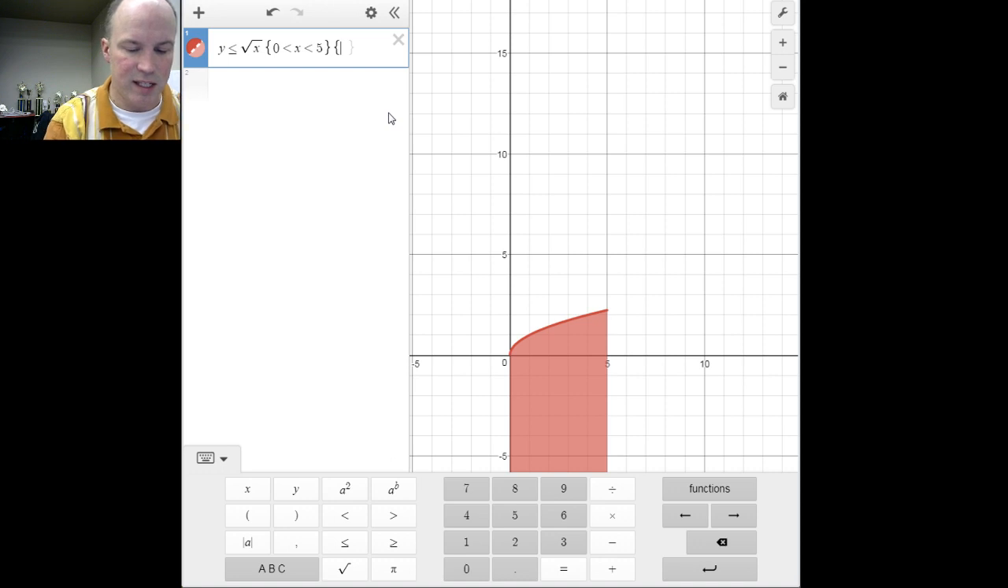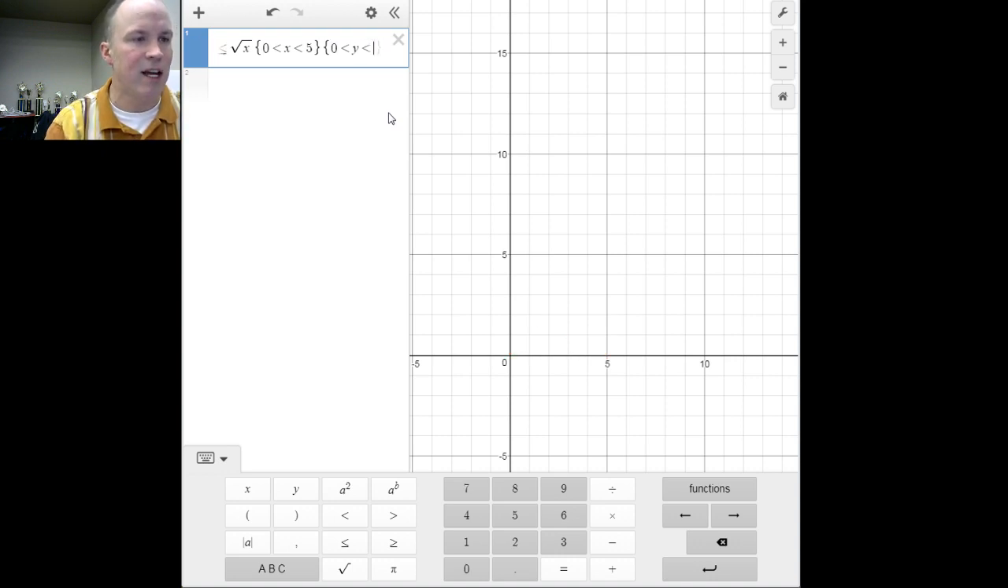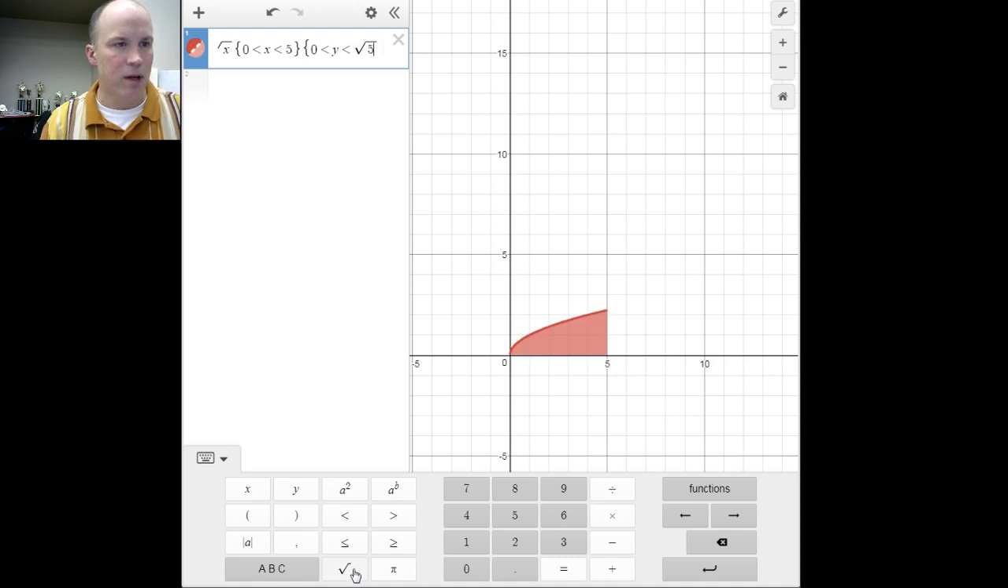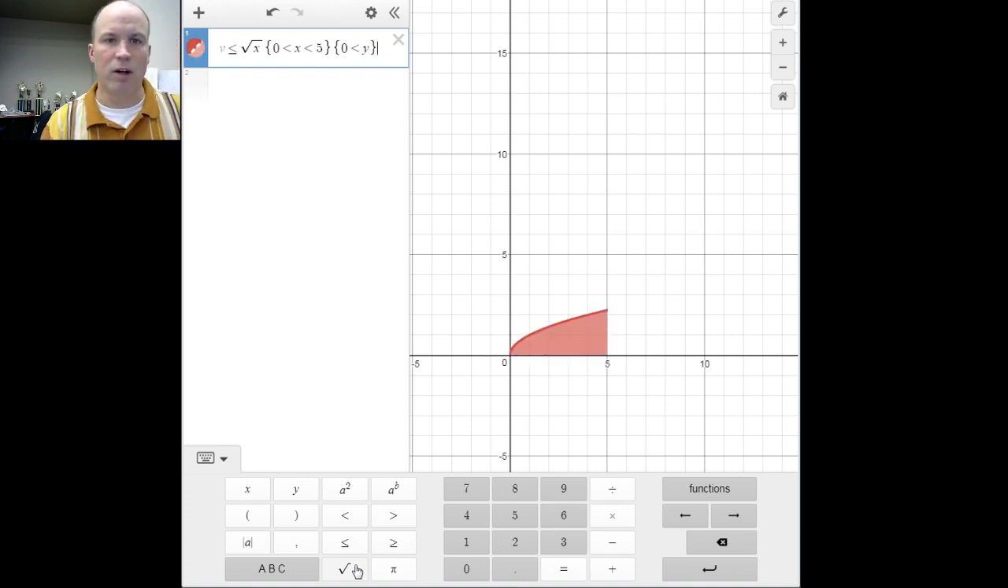So I would need to say 0 is less than y. Oh wait, that worked. Y is greater than 0. Oh, of course, and then it'd still be below the graph. I was going to say less than square root of 5, because then it's graphing within the restricted domain and the restricted range. But what I also just self-discovered is that just saying y is greater than 0, and not doing that second part, also gets the job done.